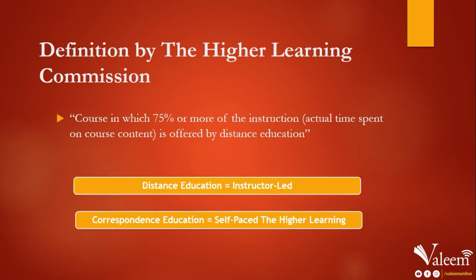Distance education is instructor-led education, whereas correspondence education is self-paced learning. Correspondence courses are self-paced, and students receive the materials needed for the course and complete the assignments on their own time. Whereas in distance learning, you have a set time for when the lecture is taking place and the students are expected to be in attendance.